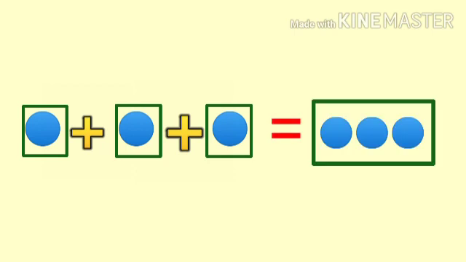Children, look here. Here we have 3 boxes and each box consists of 1 dot. Now we are adding 1 dot repeatedly 3 times. Then we get 3 dots. To get this repeated addition in the simplest way, we can use 3 ones are 3. That means 3 represents 3 groups and 1 represents the number of dots in each group.